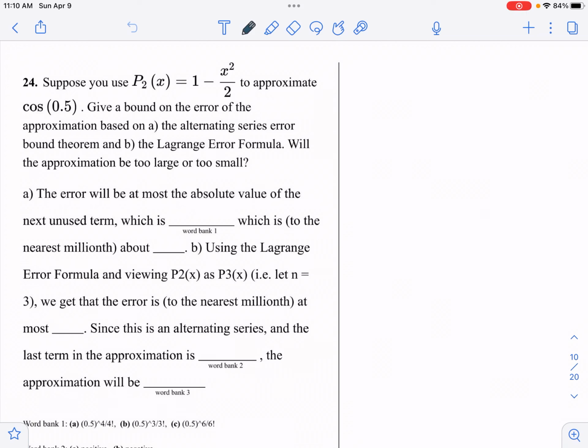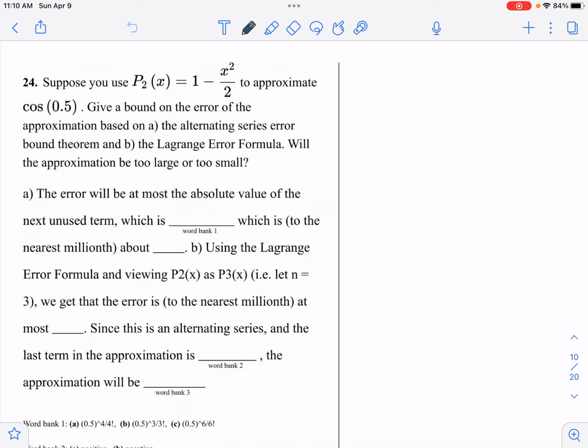All right, this says, suppose you use the second degree Maclaurin polynomial to approximate cosine of 0.5. It says, give a bound on the error for the approximation based on A, the alternating series error bound theorem, and B, the Lagrange error formula, which we also call the remainder estimation theorem.